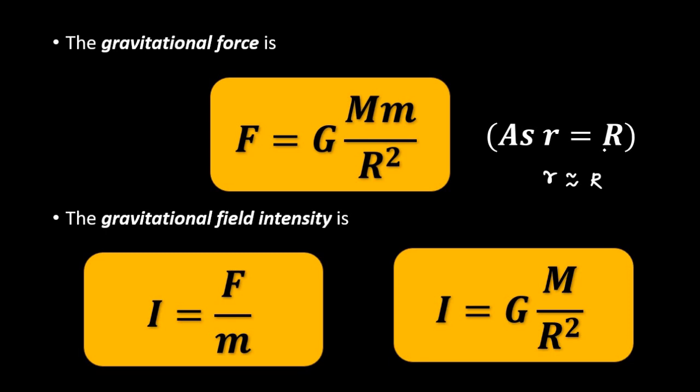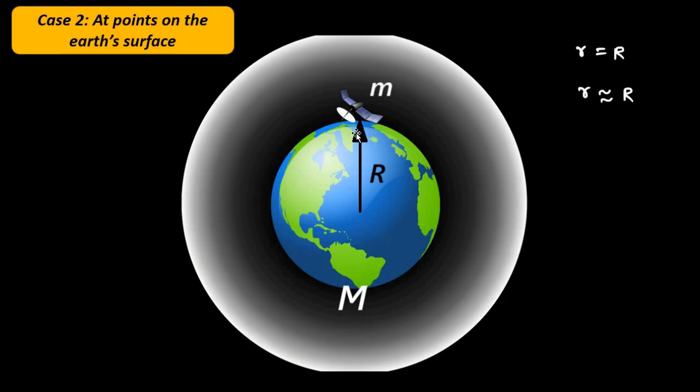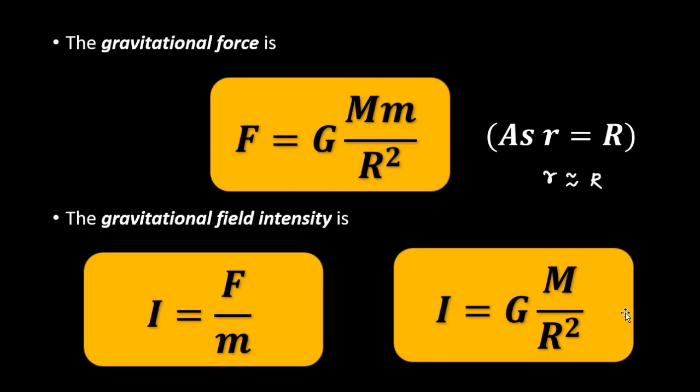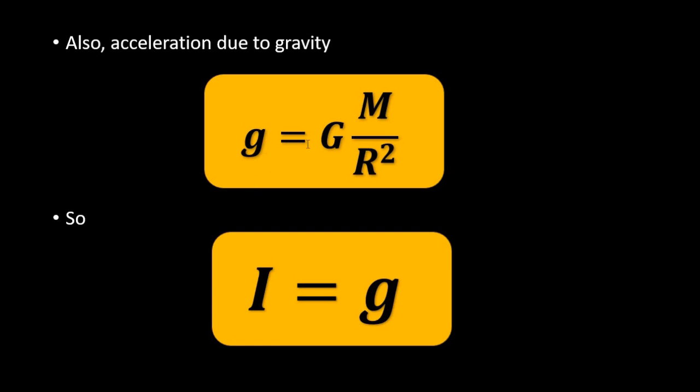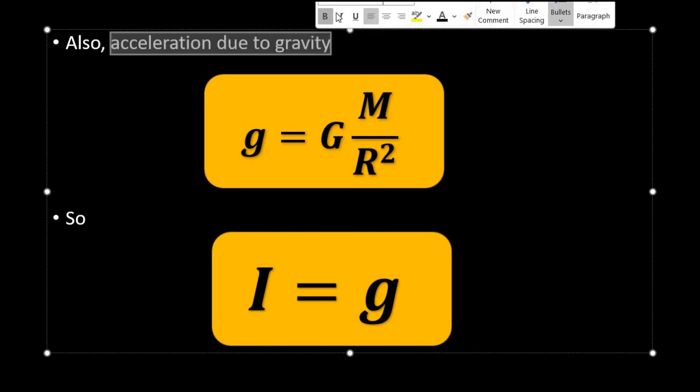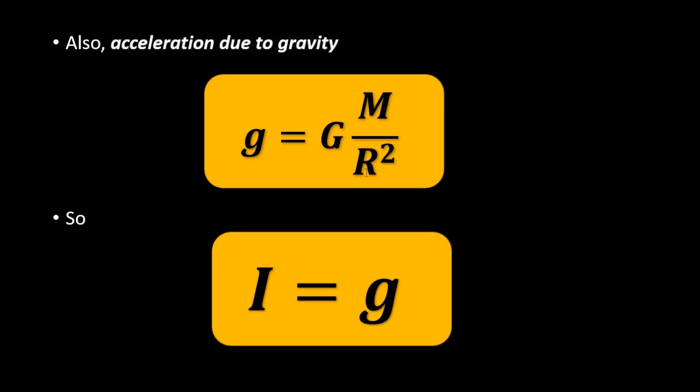This is the expression for gravitational field intensity at points very close to or on the surface of the Earth, where the separation distance between Earth's center and that point is equal to the radius of the Earth or very close to the radius of the Earth. Now, if you remember, we also determined the expression for acceleration due to gravity, and that expression was small g, acceleration due to gravity, equal to capital G capital M by capital R square, where capital G is the universal gravitational constant, capital M is the mass of the Earth, and capital R is the radius of the Earth.